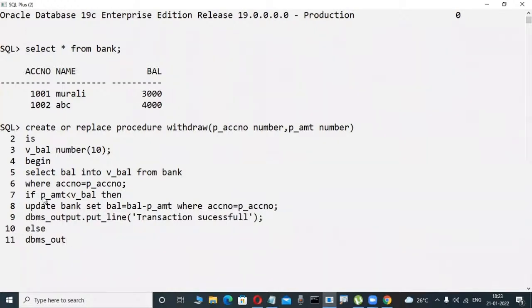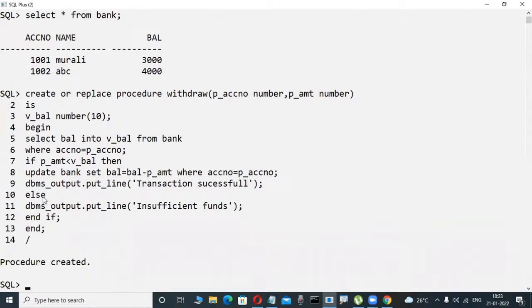And now check it out here. Else, insufficient funds. Okay, some codings are there. This is not difficult coding, take it easy.